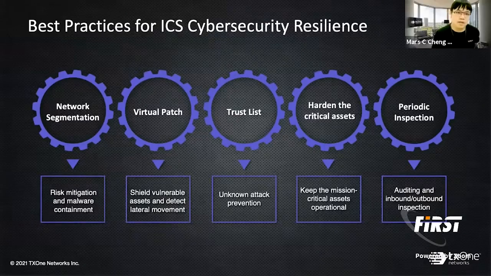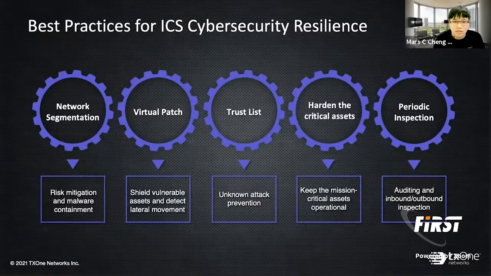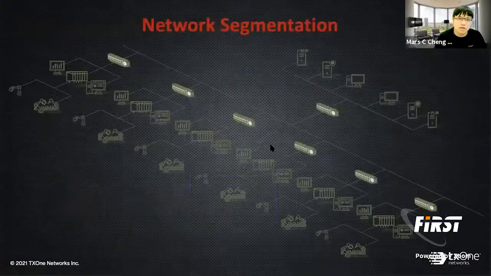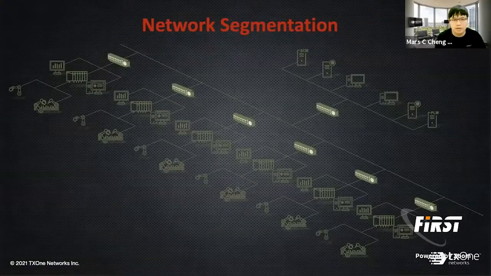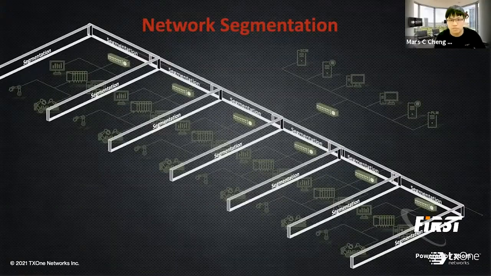Okay. This part is best practice for ICS security, and this is about network segmentation, virtual patching, trust lists, hardening your critical assets, and some inspections. And also, I want to highlight the most important part, network segmentation, because all of them are a big intranet in real ICS environments, like China, Taiwan, USA, and Japan. All factories are connected. It's a big intranet, but you should perform network segmentation. So you need to do segmentation or micro-segmentation to prevent data and attackers from moving laterally into your network. I think it's the most important part. You should do network traffic control, network segmentation, trust lists, and many things about your security for your ICS environment.